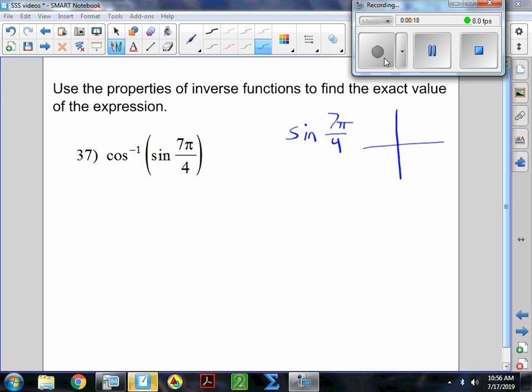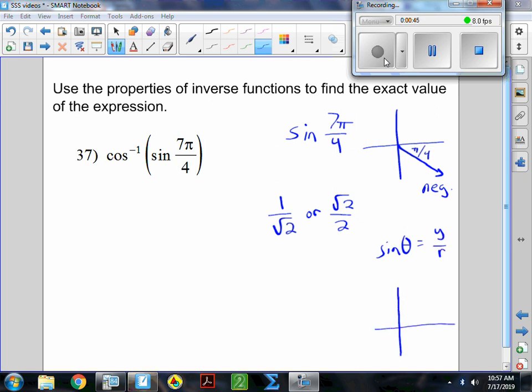So 7 pi over 4 is a pi over 4 angle in quadrant 4. The sine of a pi over 4 angle is equal to 1 over square root of 2, or square root of 2 over 2. And the sine value is negative in quadrants 3 and 4 because sine of theta is equal to y over r when defined by a right triangle.